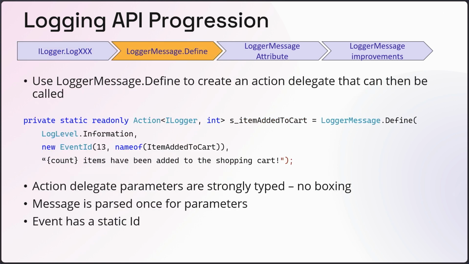Instead, there's a mechanism called LoggerMessage.Define that will automatically create a delegate for you. And this is much better because the parameters are strongly typed, so there's no boxing required. The message only has to be parsed the first time it's created, and it has a static ID. The problem with it is it's kind of fugly.